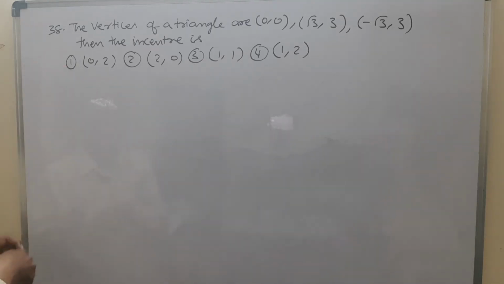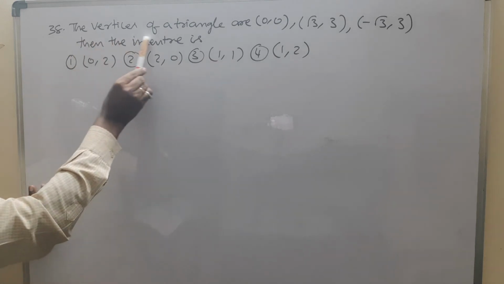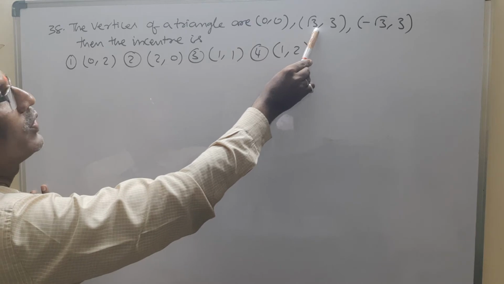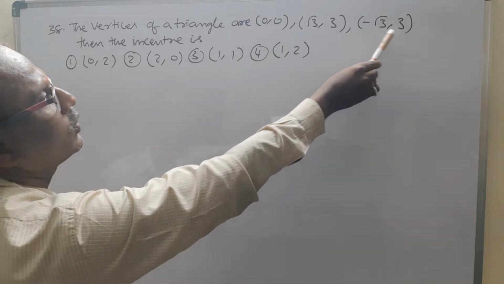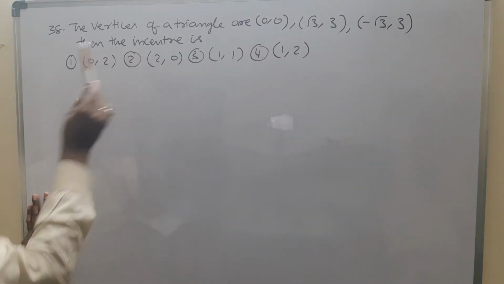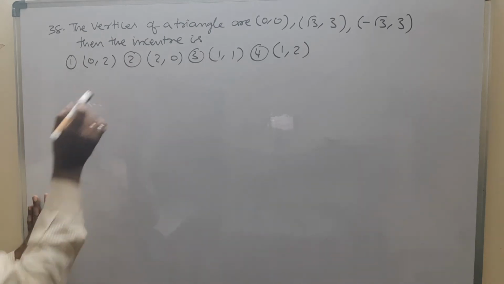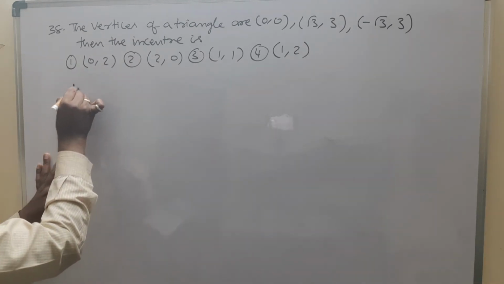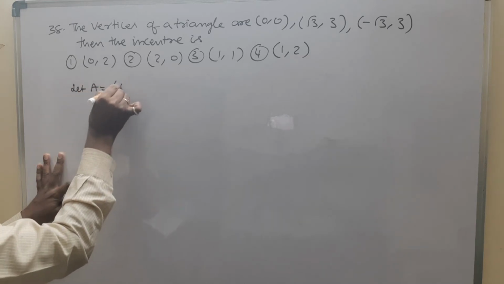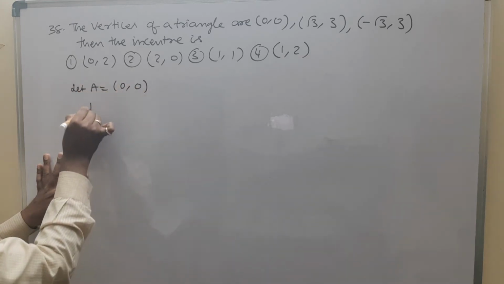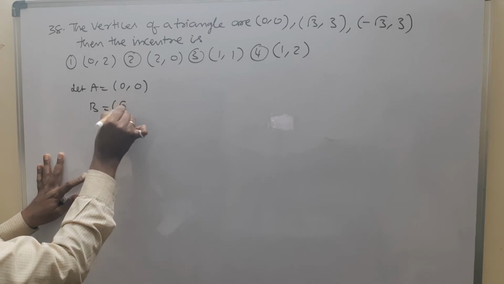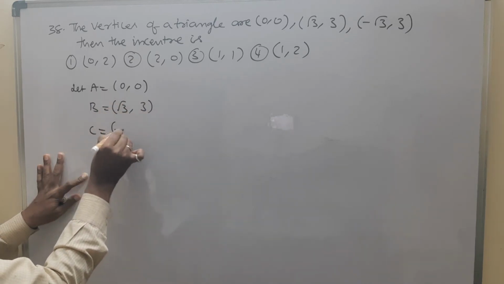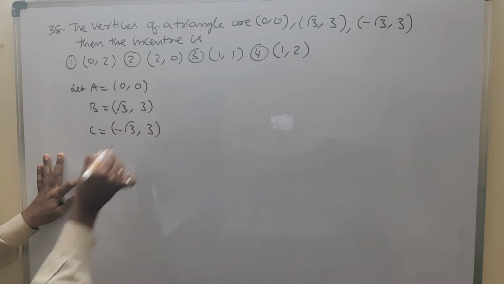Question number 38. The vertices of a triangle are (0, 0), (root 3, 3), (minus root 3, 3). Then the incenter is, 4 options are given. Here the first vertex let it be capital A equal to (0, 0), B equal to (root 3, 3), C equal to (minus root 3, 3).